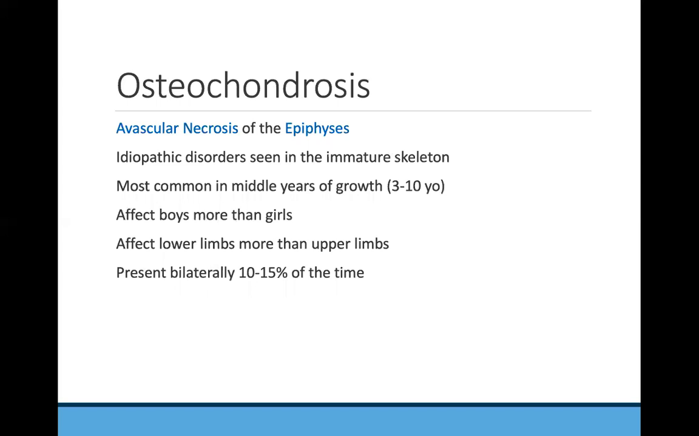So now we're going to talk about osteochondrosis, which is avascular necrosis of the epiphysis. This occurs in the immature skeleton, and it's an idiopathic disorder. We note that it's most common when the individuals are between the ages 3 and 10 years of age. It affects boys more commonly than girls. We also note that it's more common in the lower limbs than it is in the upper limbs. And lastly, that the presence is bilateral about 10 to 15% of the time.